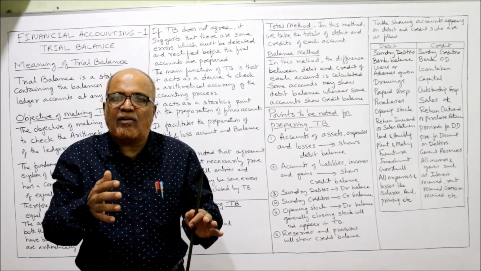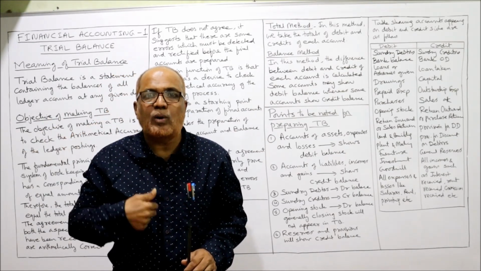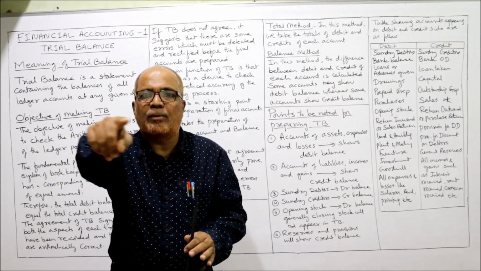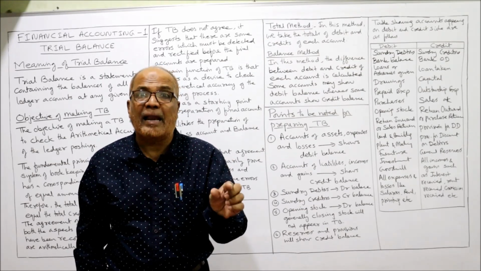For example, for our business, we have 10 customers. From each customer, some amount is due to us. They have to pay us. We add up all the amounts which are due from different customers. It is called sundry debtor. So sundry debtor will show debit balance.